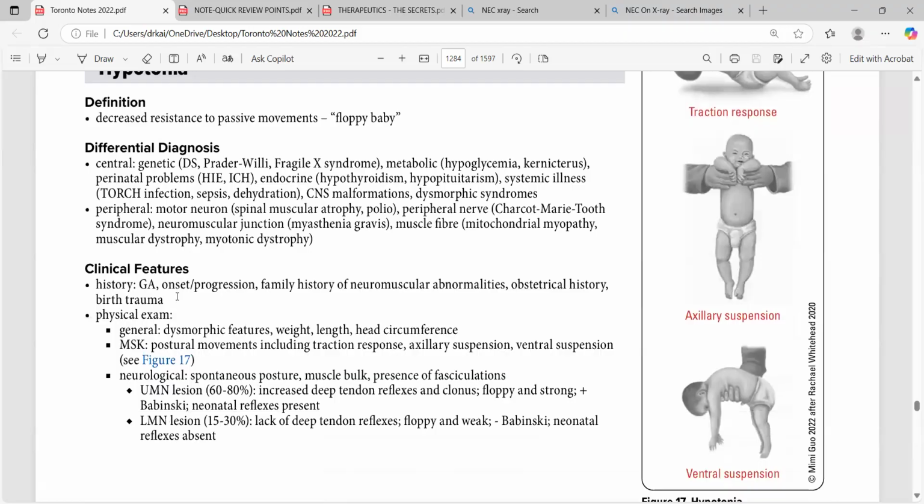Hypotonia, floppy baby. In the floppy baby there is also the TORCH infection, but don't forget about the other electrolytes. What are the electrolytes? Hypocalcemia, hyponatremia, hypothyroidism. In those cases, it's very common.